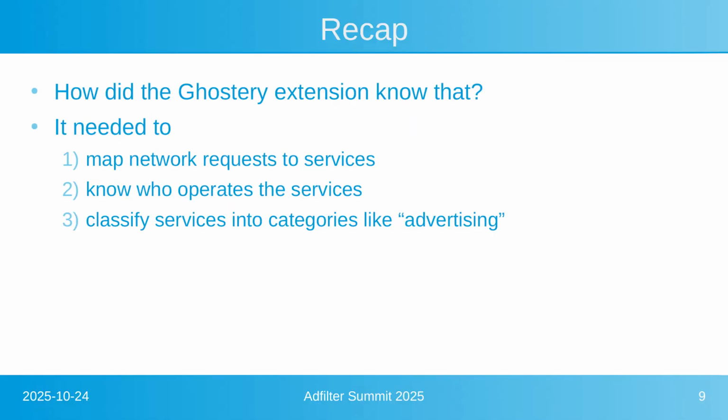But now the question is, how did Ghostery know all that information? If we go step by step, what did it have to do? The first step was that it had to map the network requests to these services that are listed. The other thing was it had to know who operates the services, so the companies behind that. And it also had to do this classification, so to understand, is this advertising or is this content managing?